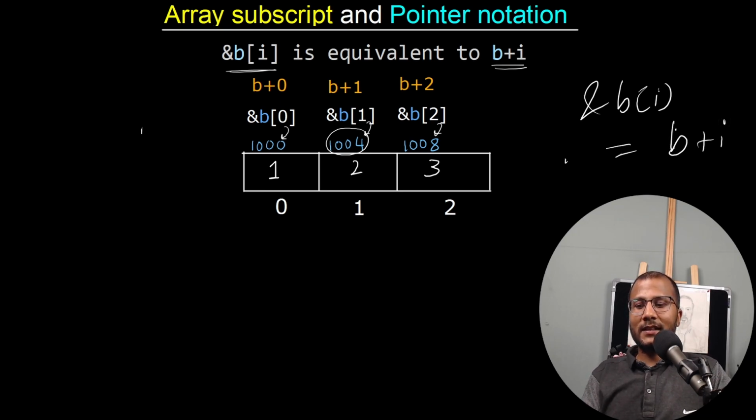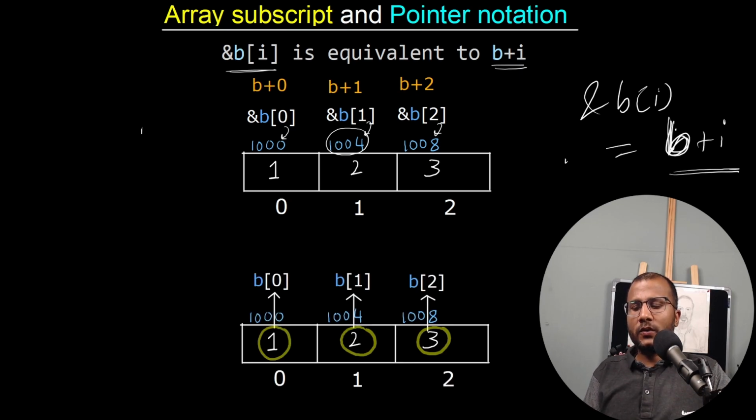Right? So this is the subscript notation. This is the pointer notation, because b is a pointer, right? So b plus i is the same as ampersand b[i]. Okay, now let's look at how we can access the value at that particular address.